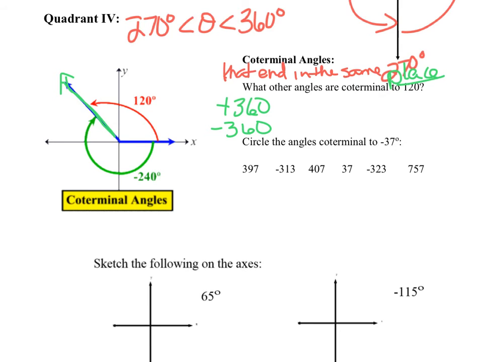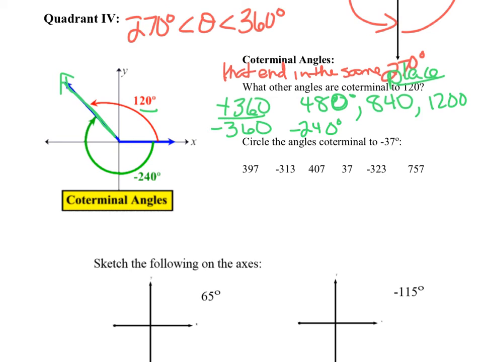So if I take 120 and I add 360 to it, I get 480 degrees. But then I could add 360 degrees to it again and get 840. And I could add it again and get 1200. These are all coterminal to 120 degrees as long as I added right. Pretty exciting, right? Okay, but you could also subtract. So 120 minus 360 is negative 240.